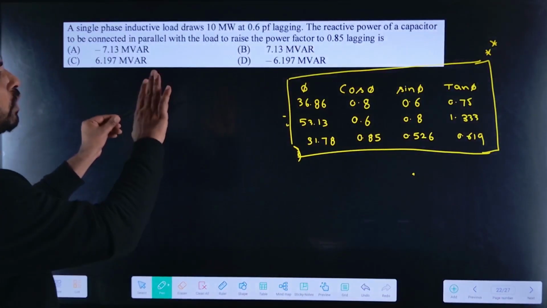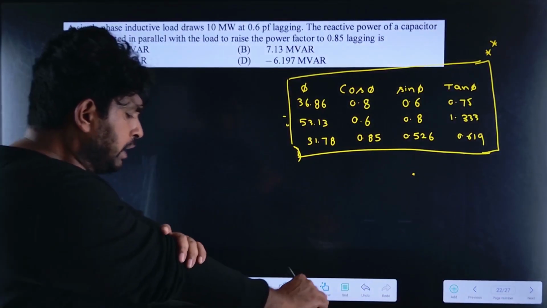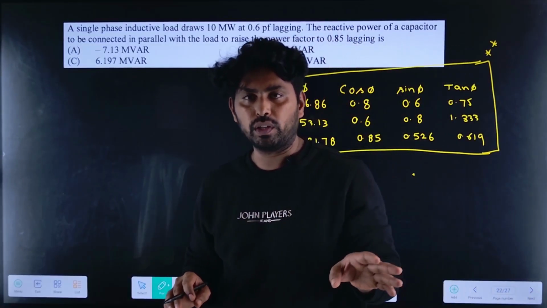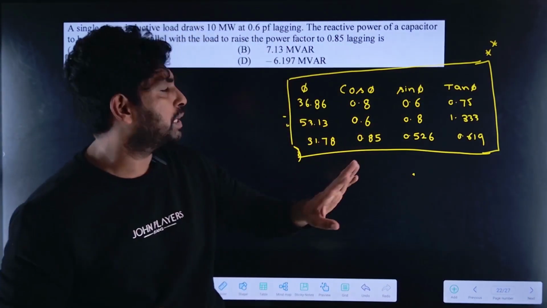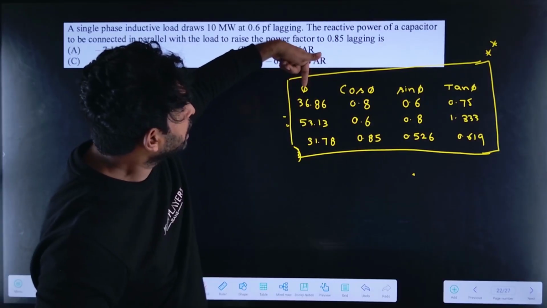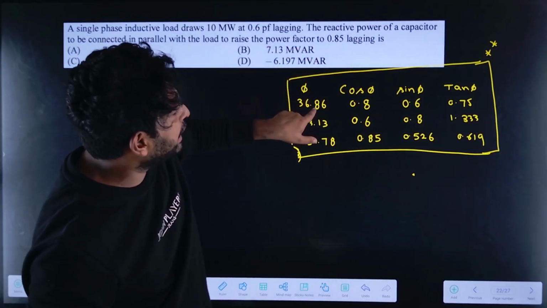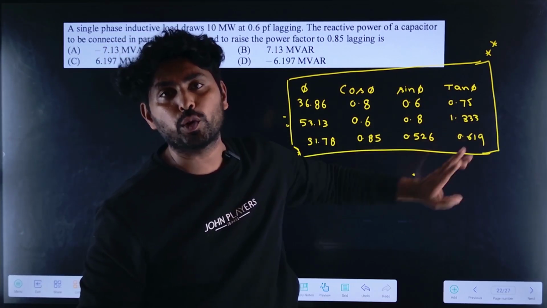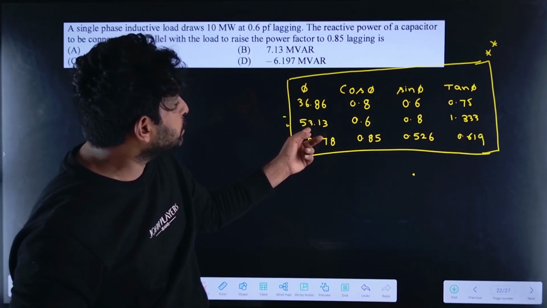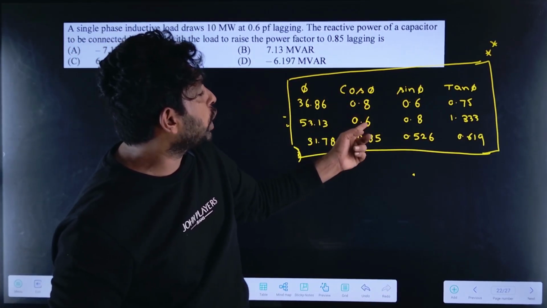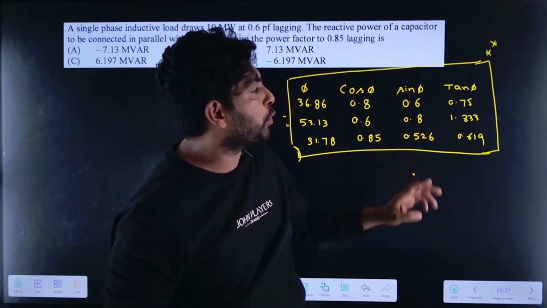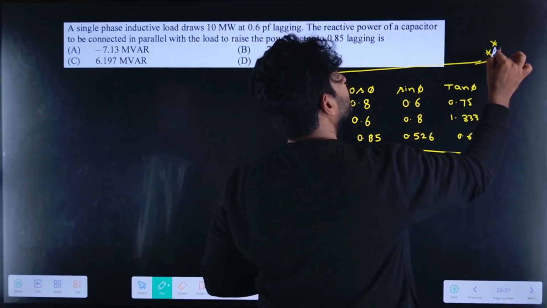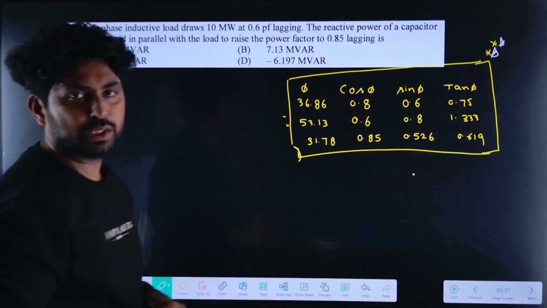Now, let us solve this problem. In APTRANSCO and state PSCs, the calculator is not allowed, so you need to remember some things. For example, if the power factor angle is 36.86, the power factor is 0.8, sin phi is 0.6 and tan phi is 0.75. If the angle is 53.13, cos phi is 0.6, sin phi is 0.8 and tan phi is 1.33. Just remember these things.